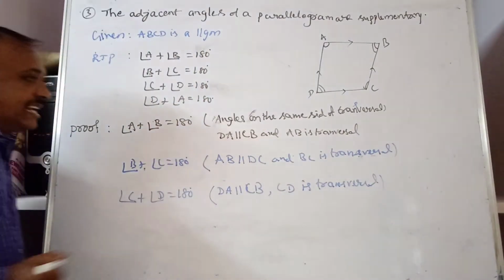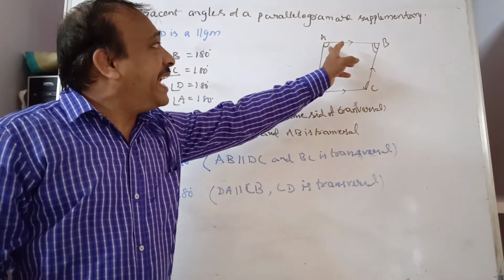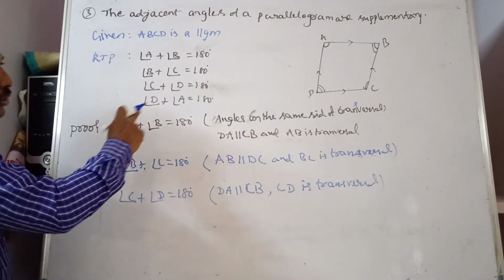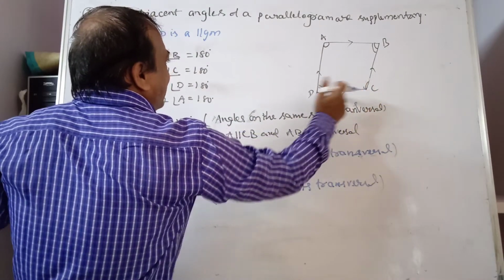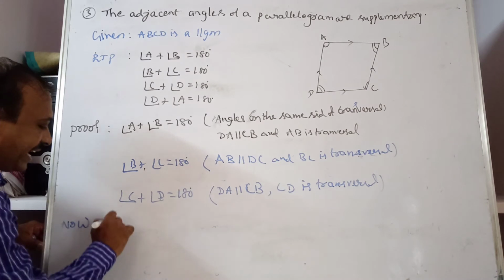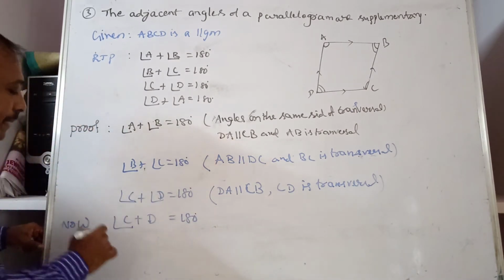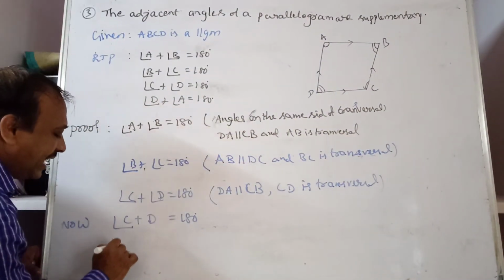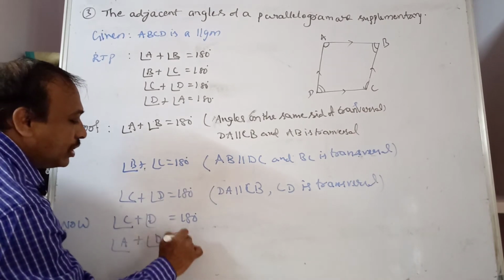CD is the transversal. This is one property. We just now proved A plus B is equal to 180. Now, to prove the third one, C plus D is equal to 180, I'll prove it another way. Angle C plus angle D is equal to 180 degrees, but angle C is equal to angle A. In place of C, I am writing angle A plus angle D is equal to 180.